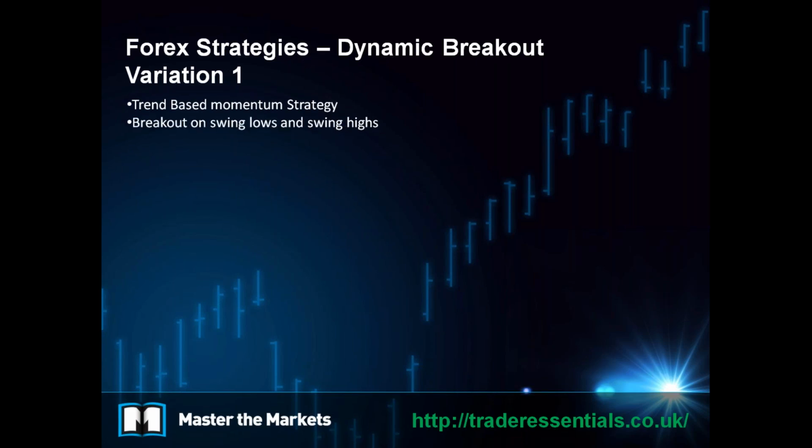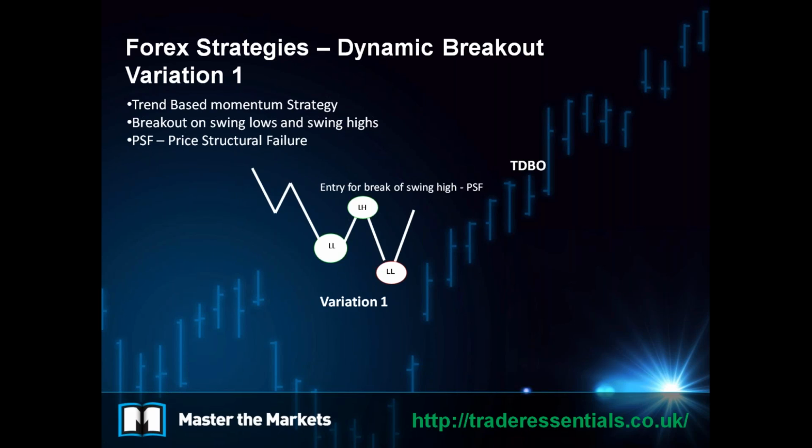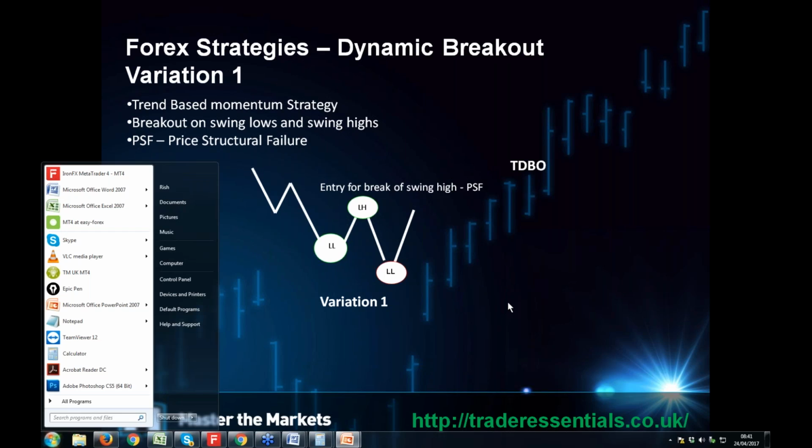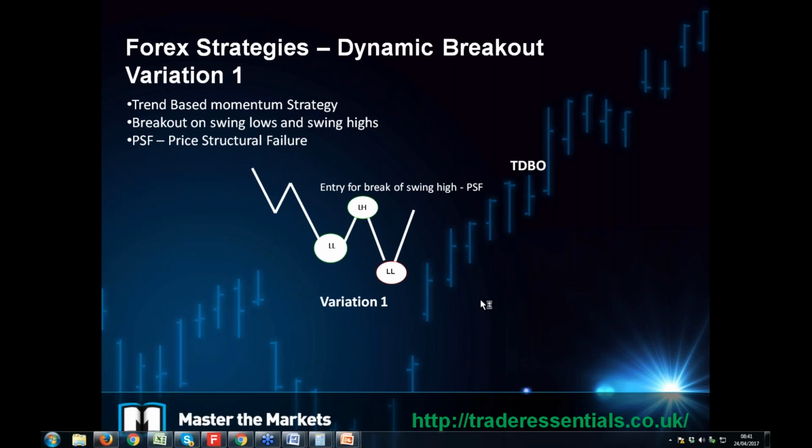The variation 1 is of course a trend-based momentum strategy. The breakout is based on a swing high or low, and we're looking for a price structural failure in the market. So what does that mean? So you can see here, according to my diagram on the screen, what I have at this time is of course a downward trend. Does everyone agree that this is a downward trend, and that we can all see that clearly?